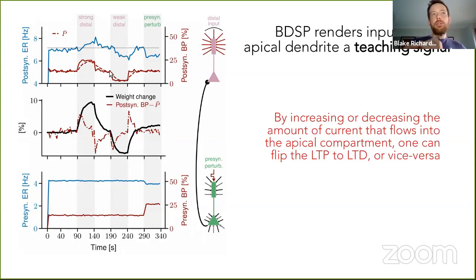If we then reduce the apical input to this cell, we can then depress this synapse. And again, when we remove it, the synapse will then go back to its normal state. Note though, however, that if we alter the apical inputs to the green cell here, we don't change the synapse because it is not the presynaptic cell, but the postsynaptic cell's bursts that determine whether or not the synapse potentiates or depresses. So the framework that we have here now is basically that the apical inputs to the postsynaptic cell can act as this teaching signal saying, potentiate your synapses, depress your synapses, send them back to normal, et cetera.